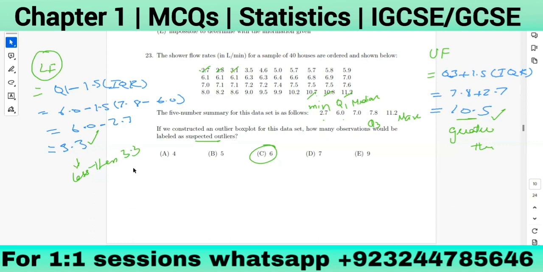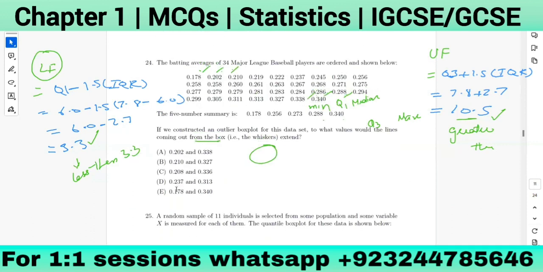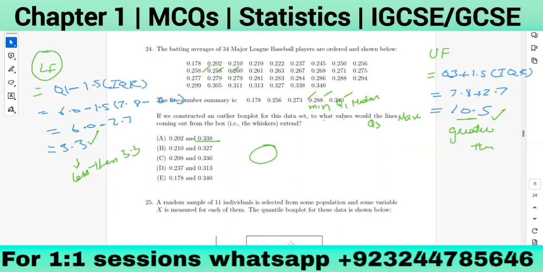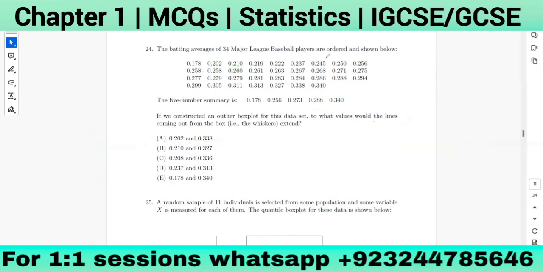Coming to the next question. The batting averages of 34 Major League Baseball players are ordered and shown below. The 5-number summary is also given. If we construct an outlier box plot for the data set, to what values would the lines coming out from the box extend? Again, you need to calculate the LF and UF, and I'm going to give you 2 minutes. Calculate LF, UF.